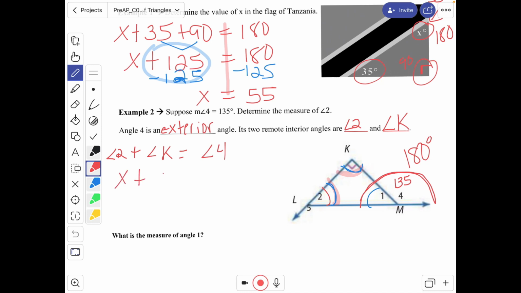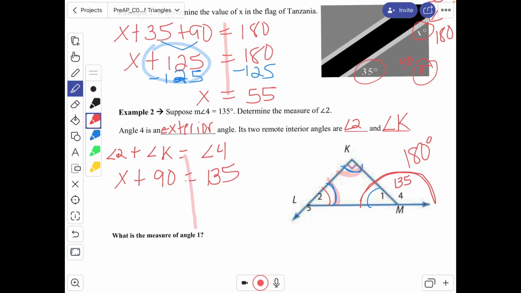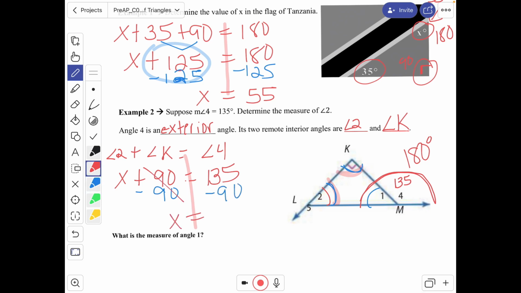So we don't know what angle 2 is. That's our x. Angle K is a 90 degree angle, and angle 4 is 135. Then we can solve the equation. We want to get x by himself, so we do the opposite, subtract 90 from both sides. Those cancel, x comes straight down, and 135 minus 90 is 45.